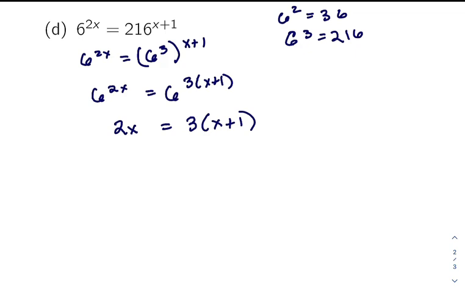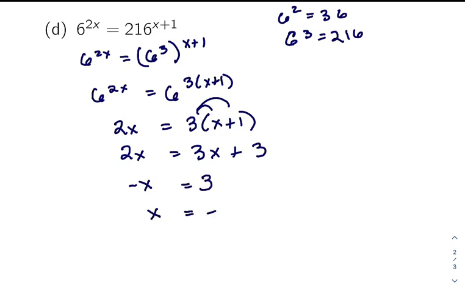Now all I have is a linear equation. I can start with distributing this 3 across and get 2x equals 3x plus 3. I can subtract 3x to get my x's together and get negative x equals 3. And then divide by -1 to get x equals -3 as my final answer.